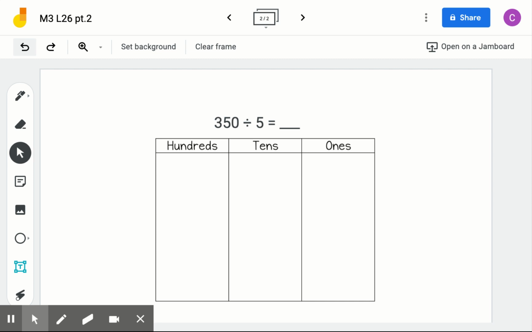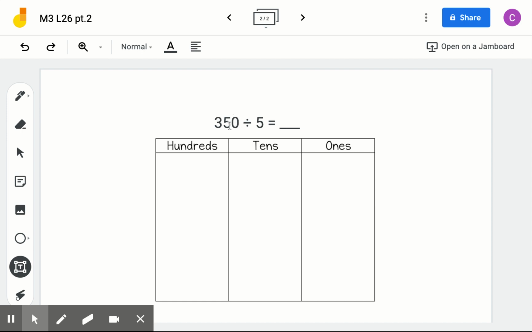Let's try another example. We're going to divide 350 divided by 5 using a place value chart. Now remember, the first thing I'm going to do is put my whole number on the place value chart, 350.